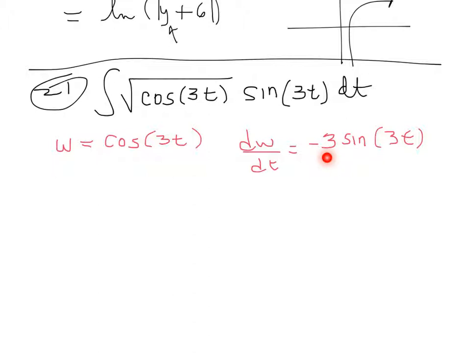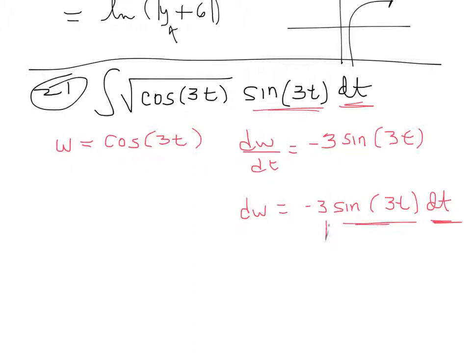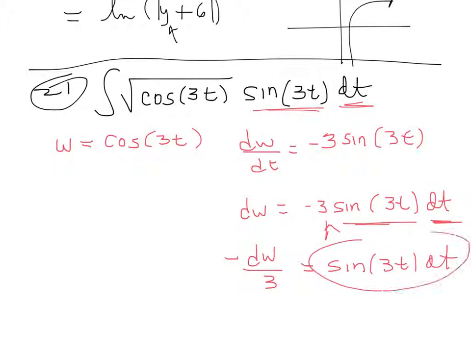Okay, so once again, I look at this and I say, let me go ahead and write it like this. dw equals minus 3 sine 3t dt. And I look up here and I say, ooh, that looks good. That doesn't look good. So I divide both sides by negative 3. And now I have exactly what I want to substitute in. So that gets substituted.